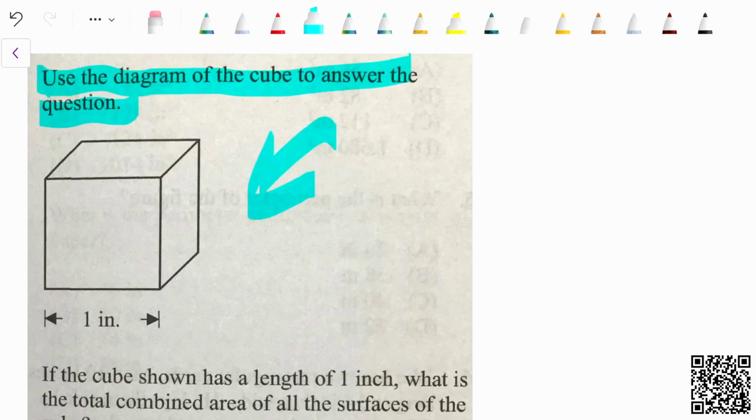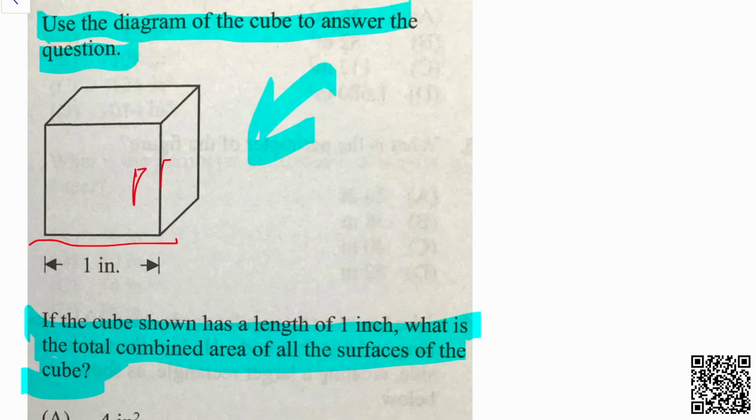And this is our cube. If the cube shown has a length of 1 inch, what is the total combined area of all the surfaces on the cube? This one is super easy because you all know how to solve areas: the length multiplied by the width, which in this case is literally just 1 because this is a square, so both of them are just 1, so it's 1 times 1 equals 1.